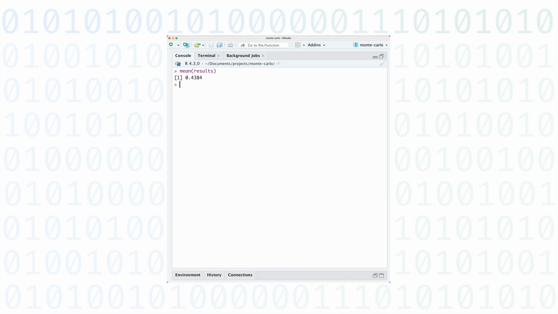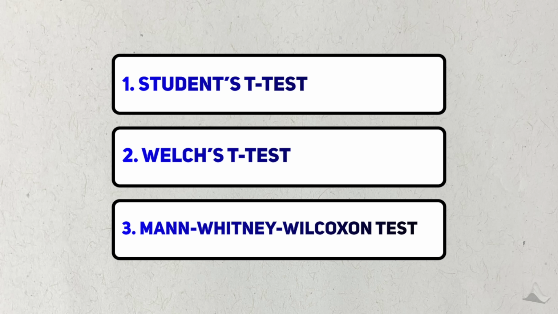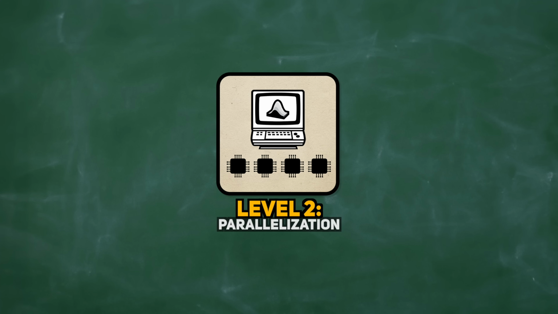By itself, this number really isn't that useful. The goal of our simulation study was to compare hypothesis tests, so that we could see which one had the highest power in situations that matter to us. So in the second level, we're going to move towards this goal and lay the mental groundwork for how to do simulations at a larger scale.